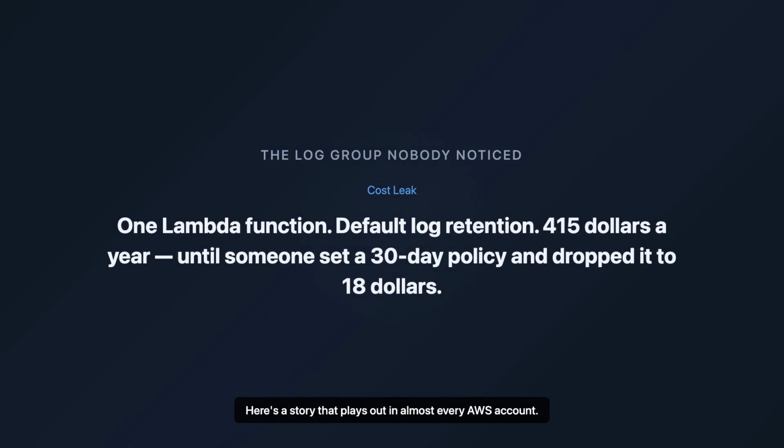Here's a story that plays out in almost every Amazon Web Services account. A team deploys a Lambda function, traffic ramps up, and nobody notices that the log group is set to never expire. A year later, that single function is burning $415 a year just on log storage. The fix is one command, setting a 30-day retention policy, and the bill drops to $18. That's a 95% cut from a single API call. Monitoring and cost are the same conversation, and this video shows you why.